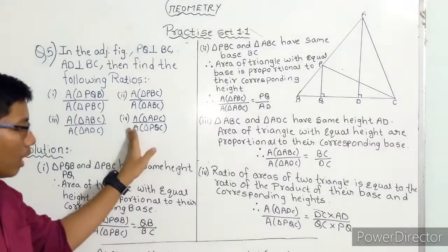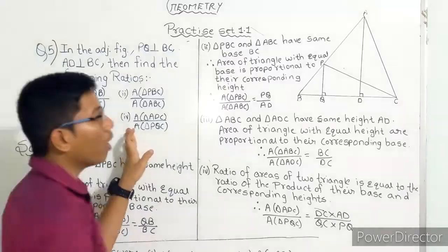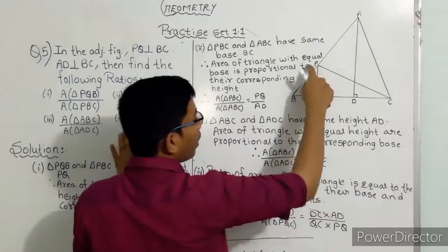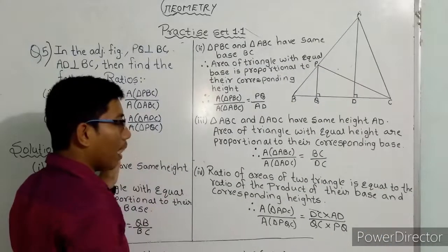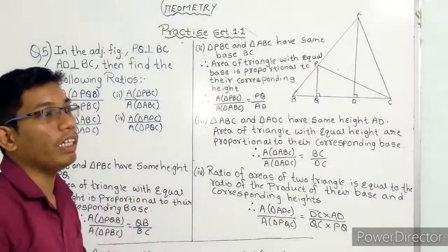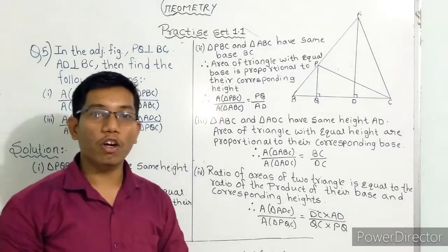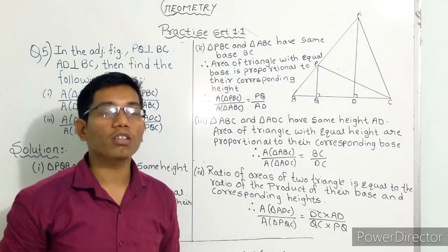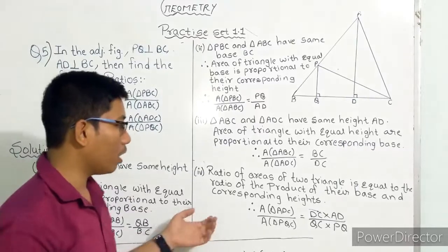And last but not the least, that is area of triangle ADC upon area of triangle PQC. We have to see the ratio of these two triangles. In that, we have seen the property of ratio of areas of two triangles in the previous video. If you have not watched it yet, the link is given in the description box. Watch it and then watch this video.